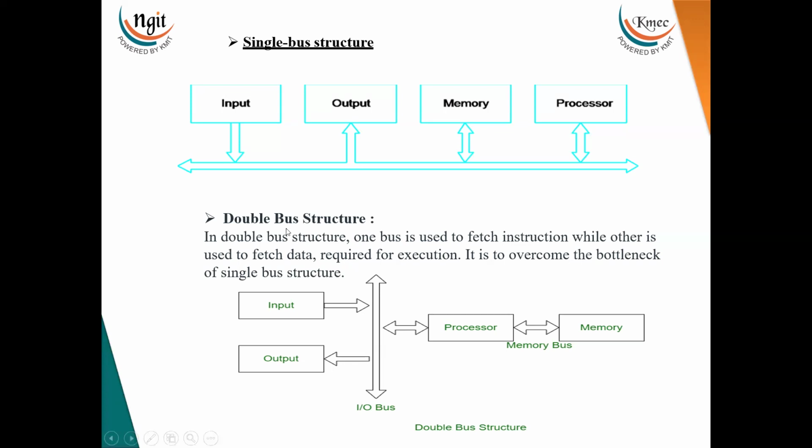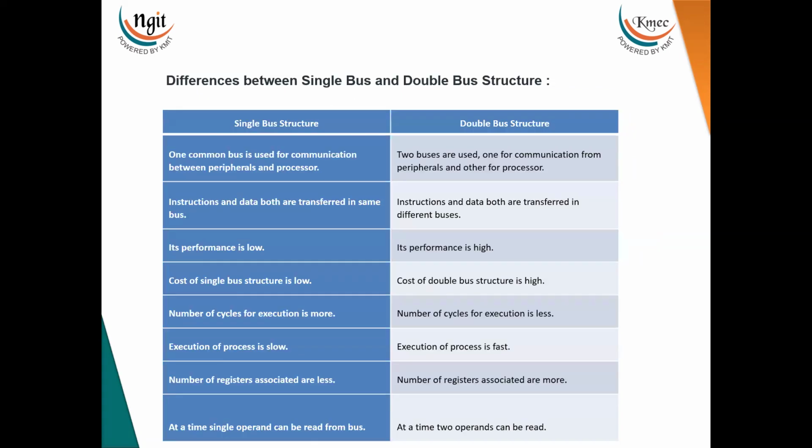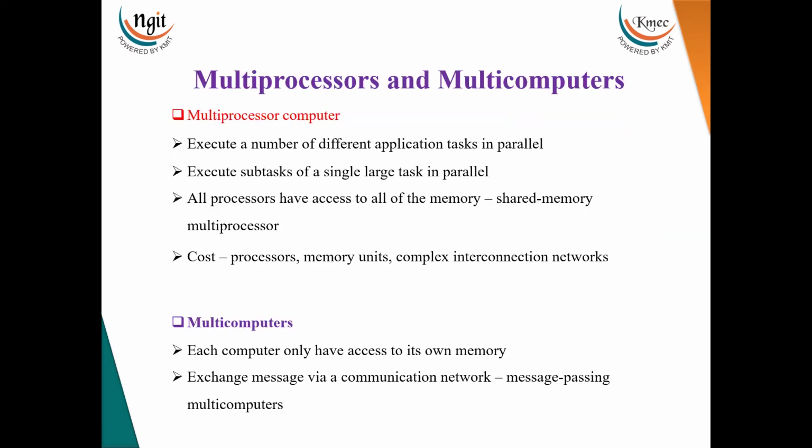Now coming to the double bus structure. In a double bus structure, two buses are there. One bus is the IO bus, which is between the input output device and the processor, and another bus is the memory bus, which is between the processor and the memory. Here one bus will carry the opcodes and one bus will carry the operands. Because of the two bus structure, the cost is more compared to the single bus, but the speed of the system will increase. Here I have given the differences between single bus structure and double bus structure. You read, you will understand.